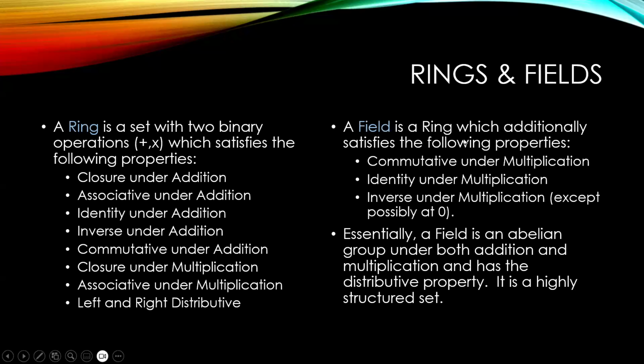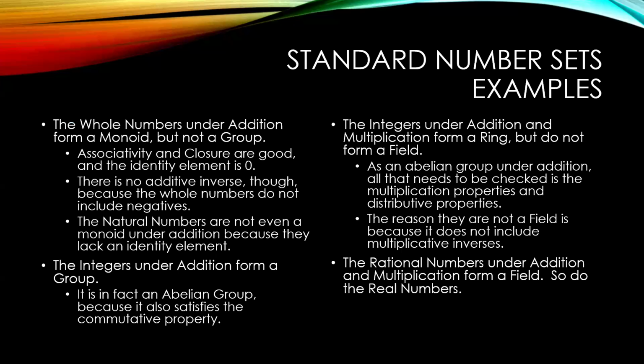A field is a ring which additionally satisfies the following. And so it's commutative under multiplication. It has an identity and an inverse under multiplication, except possibly at zero. Essentially, a field is an abelian group under both addition and multiplication, and it has the distributive property. It is a very highly structured set, and it describes some of our most common number sets.